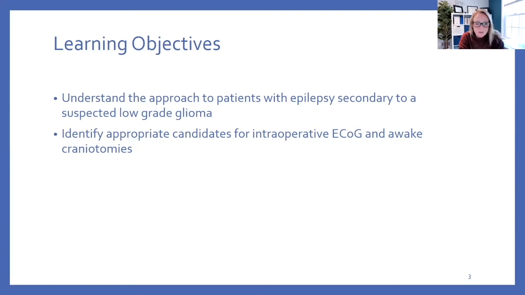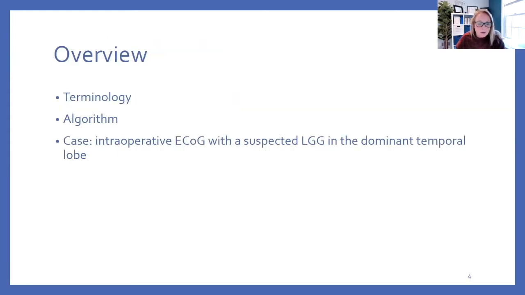In terms of learning objectives today, I would like to help you understand the approach to patients with epilepsy secondary to a suspected low-grade glioma, and in addition, identify appropriate candidates for intraoperative ECoG and awake craniotomies. So to give you an overview, I'll be briefly discussing terminology, in addition to an algorithm as an approach to patients with low-grade gliomas, and to highlight this approach with a case of intraoperative ECoG with a suspected low-grade glioma in the dominant temporal lobe.